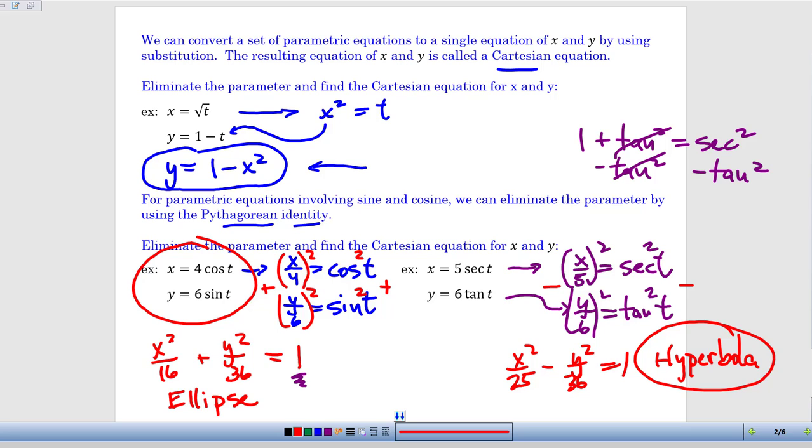So here's a couple of examples of how we can eliminate the parameter in a set of parametric equations where we have these trigonometric functions in each of the equations, as opposed to a simpler approach of isolating t and then substituting into the other.